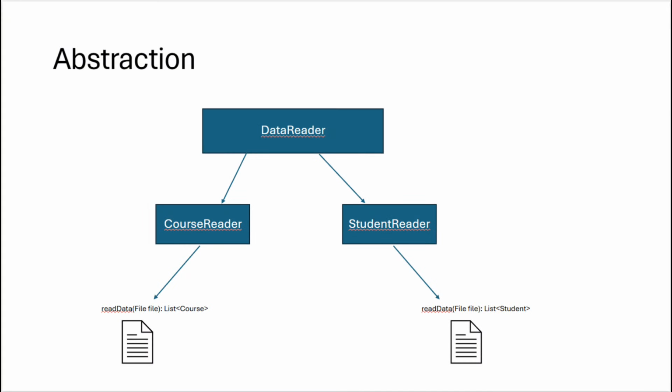Data reader is an abstract class, and read data is an abstract method, which uses a generic return type T, allowing course reader to return a list of course objects and student reader to return a list of student objects. This approach is flexible and reusable, allowing each reader to provide its own custom implementation while sharing common logic, making this design clean, scalable, and easy to maintain.